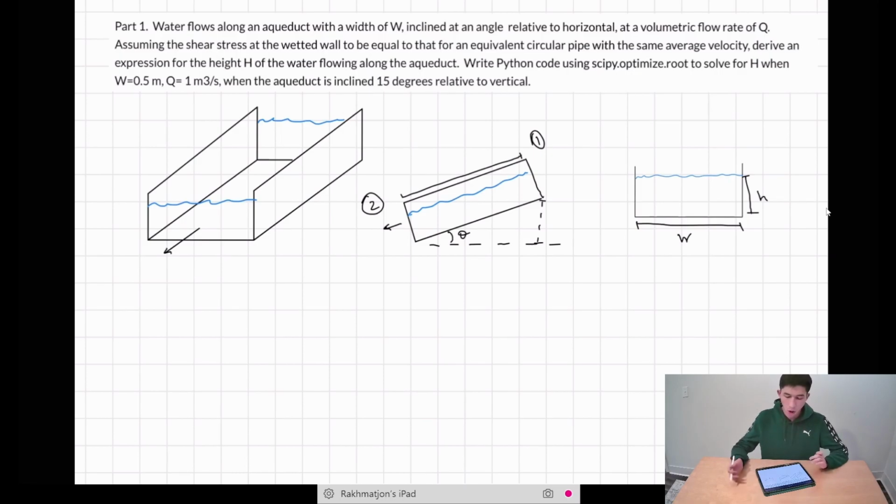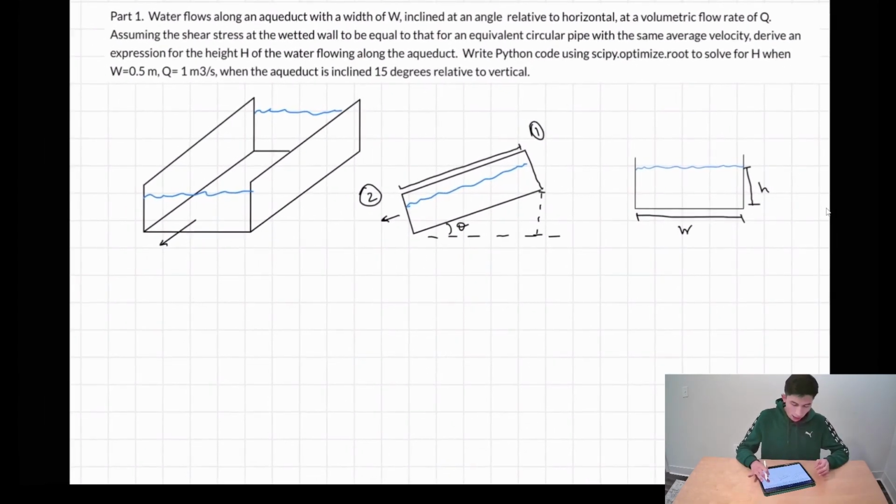So we're going to use scipy.optimize.root to solve for height. But before jumping into the Python, we have to derive some related expressions that we're going to use in our code. So here we have the diagram, where we're given the three views of an open channel.